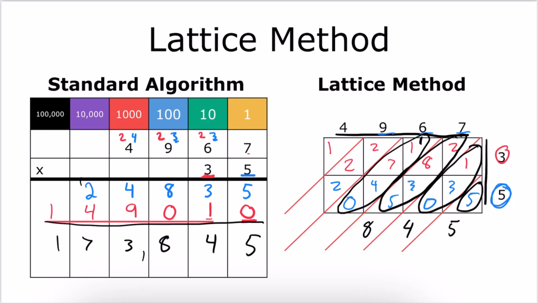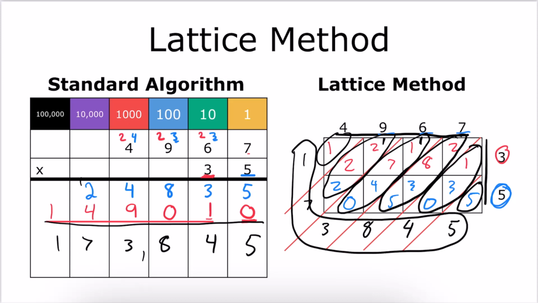So 1 plus 1 is 2, plus 7 is 9, plus 4 is 13. And then I'll carry the 1. 2 plus 2 plus 2 is 6, plus 1 is 7. And 1 plus nothing gives you 1. So I added up these diagonals there. And then if you look at that, you can see that this right here is the same answer that we got with the standard algorithm.